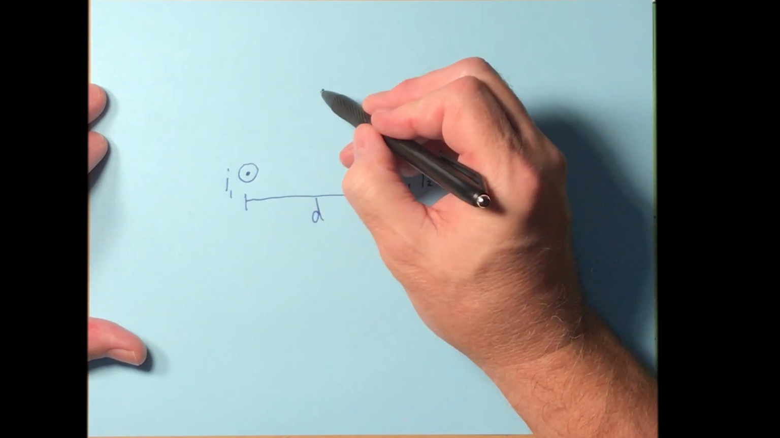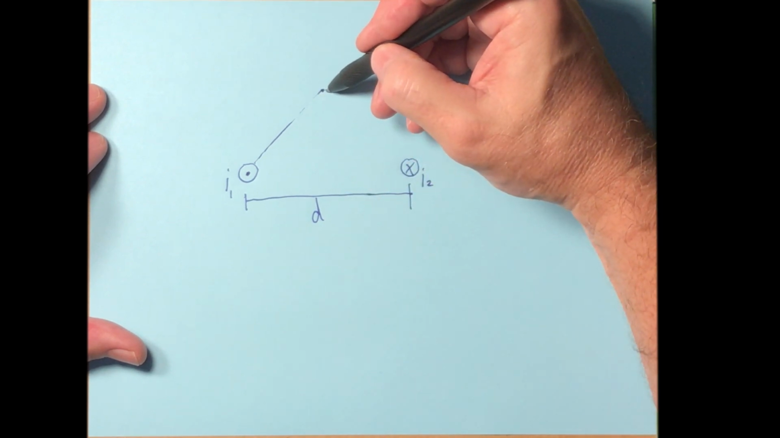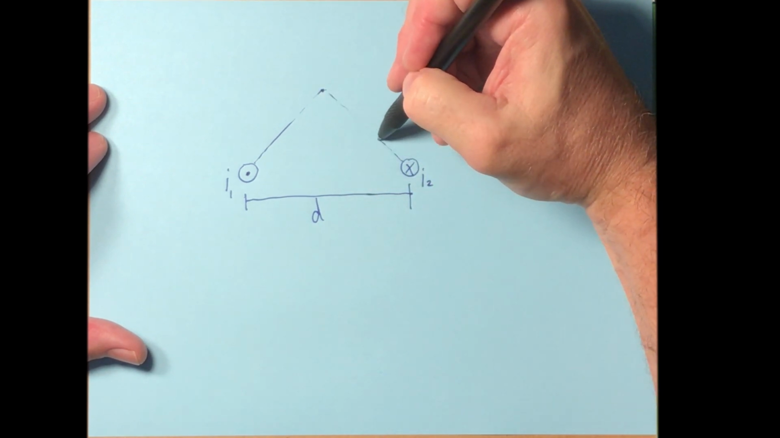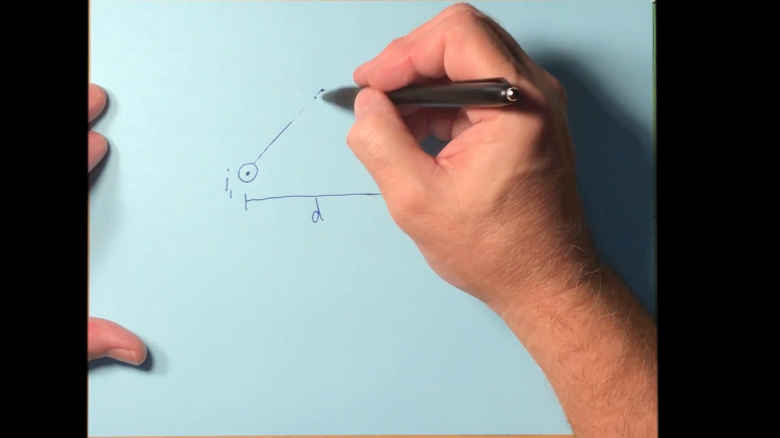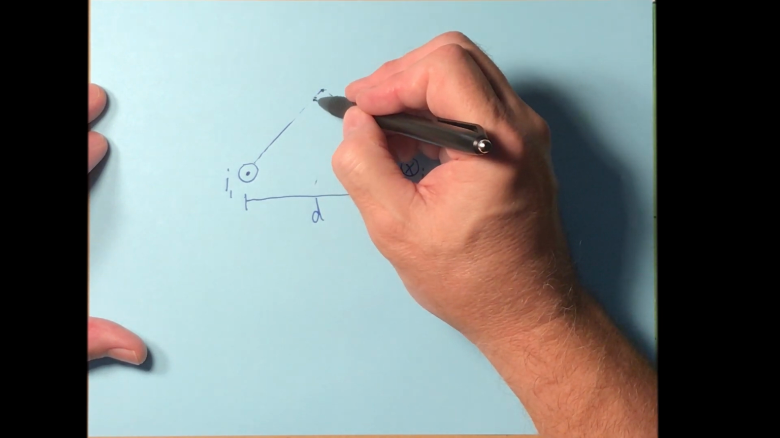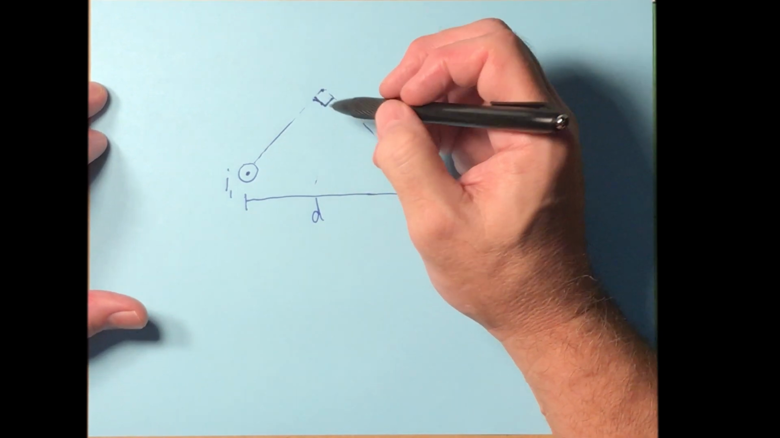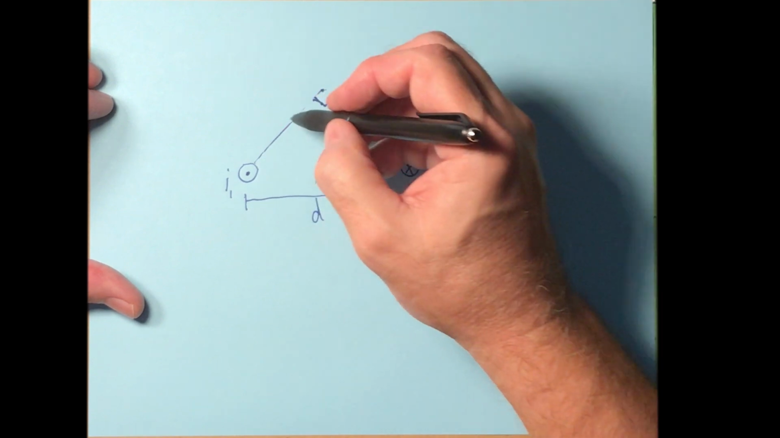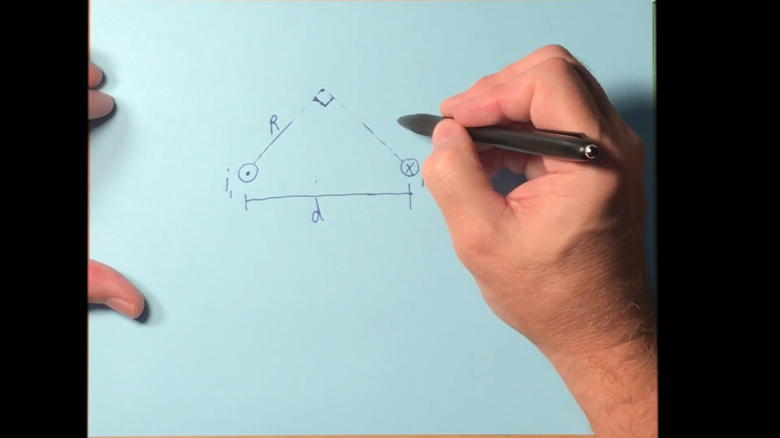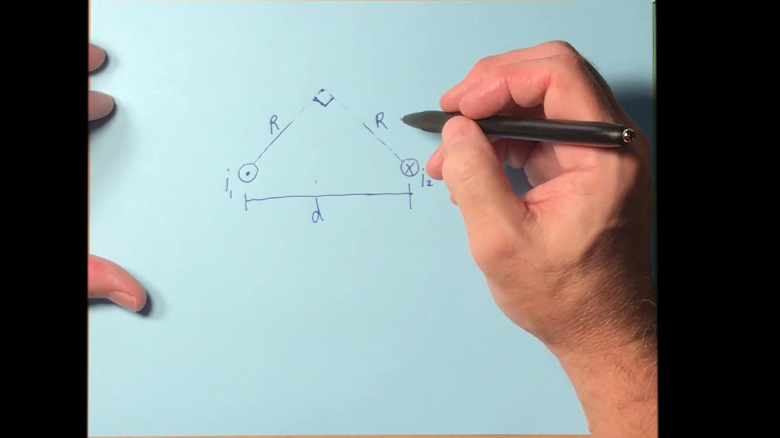Well, we'll pick that point so that this distance and this distance are the same, which means that we're picking that point also at the right height so that this is a 90-degree angle there. So we've got a right triangle here. This side is D, and this side let's call big R. Now we may not know what big R values are.